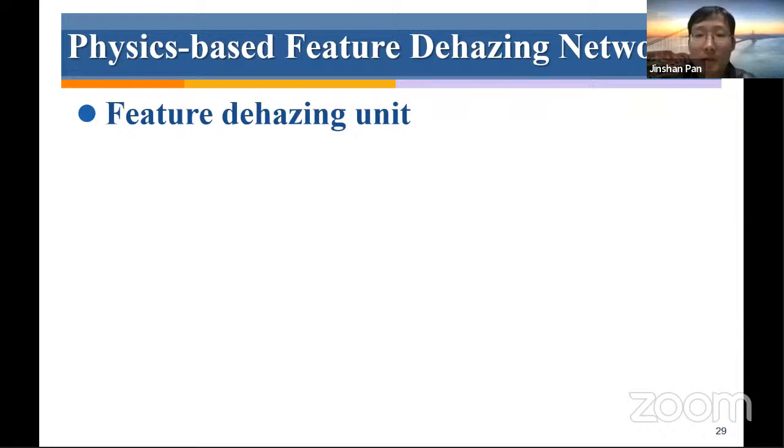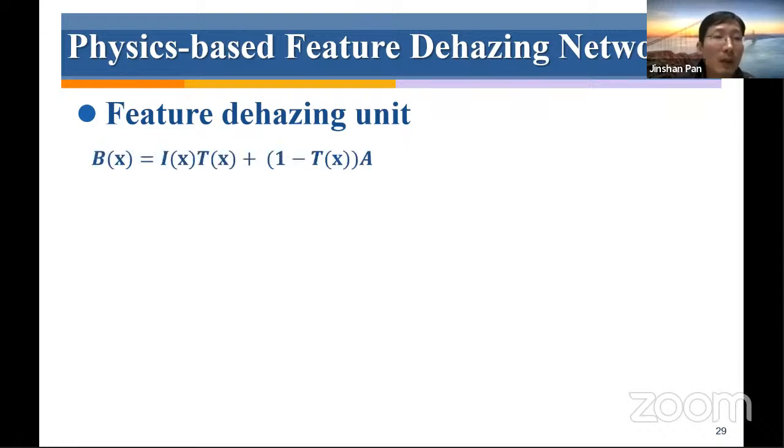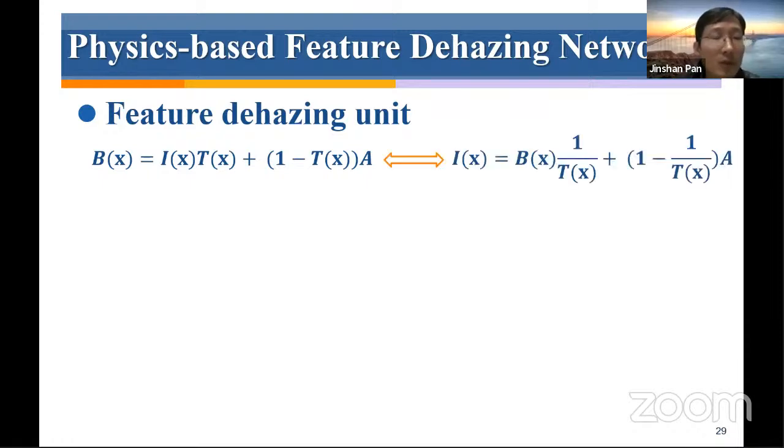The above-mentioned methods explore the physics model in the intensity space, and we know that most deep neural networks perform in feature space. Therefore, we further extend this work into deep feature space and develop a feature dehazing unit based on the haze model. So for image dehazing, we can use this physics model to describe the haze process as mentioned before. And based on this physics model, we can estimate the clear image by this equation.